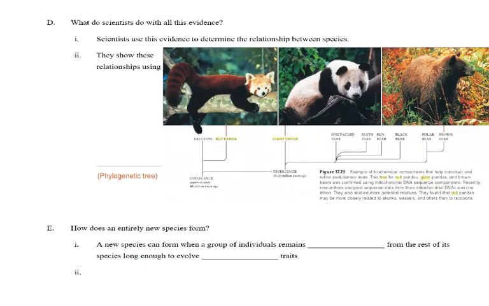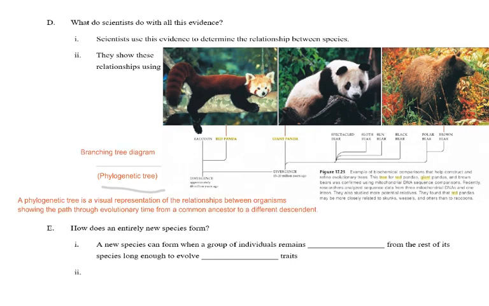What do scientists do with all this evidence? Scientists use this evidence to determine the relationship between species. They show these relationships using a branching tree diagram, which is also called a phylogenetic tree. A phylogenetic tree is a visual representation of the relationships between organisms, showing the path through evolutionary time from a common ancestor to a different descendant.